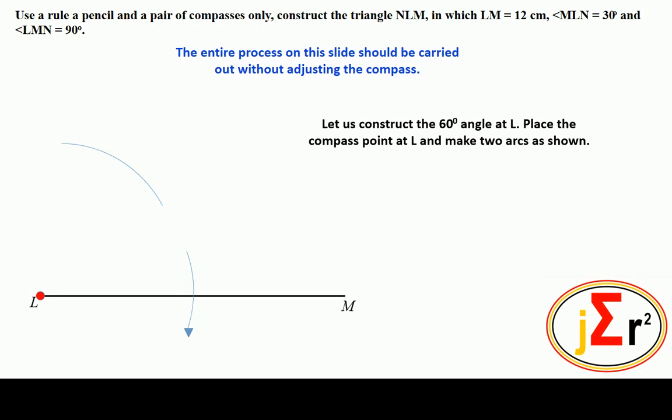So that is how we do it, which means that the distance from here to anywhere touching this arc and the distance from here to here will be equal. So this distance touching the arc anywhere and this distance, they are equal, and that is why we should not adjust our compass.